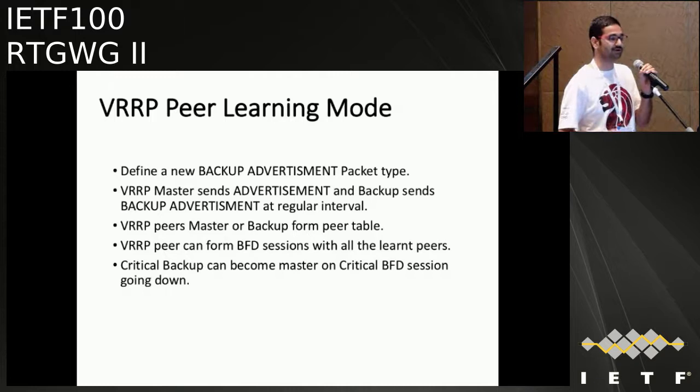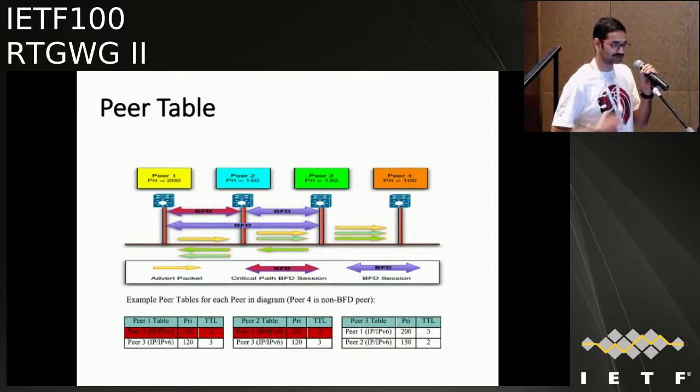Along with it, we brought a new thing called the peer learning model, where once we receive the packets from the backup, we decide what can be the critical backup, and based on that, we form a session which will be known as the critical BFD session. So the table will look like this: all the peer nodes interact with each other, and they form a table based on the highest priority backup and the master, forming a critical BFD session. If the critical BFD session goes down, the other sessions can take over.